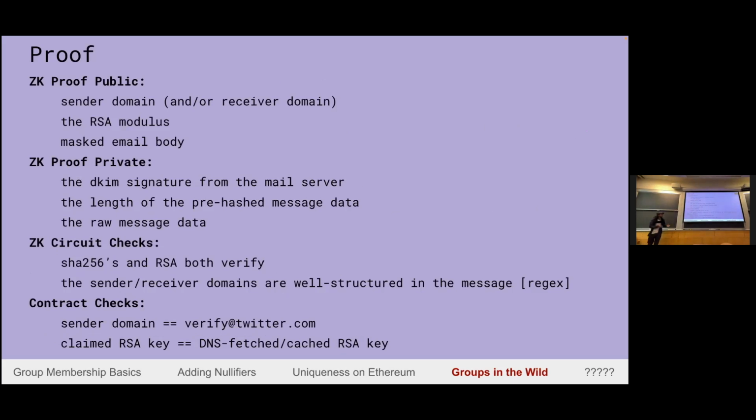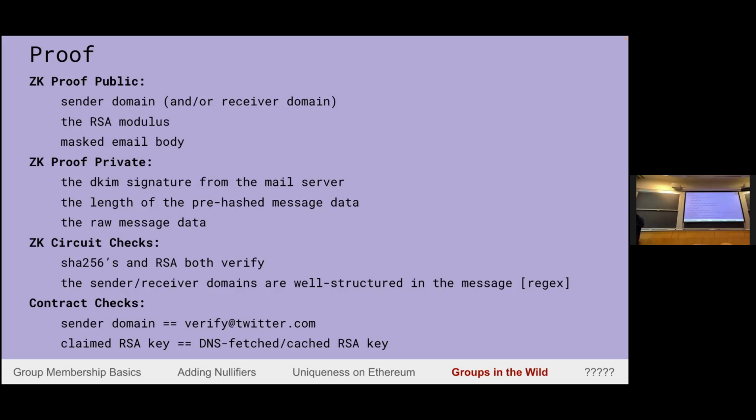All right, so now what does the ZK circuit check? The ZK circuit checks exactly that DKIM thing. It calculates the SHA-256. It calculates the RSA verification. Some great folks with ZeroXPark, Andrew and Stephen, I believe, put together a great RSA verification circuit. And it verifies that the sender and receiver domains are well structured. So this requires kind of a regex. Like you have to regex over the entire header in order to extract this from and to value. And so we had to implement ZK regex inside of a ZK circuit.